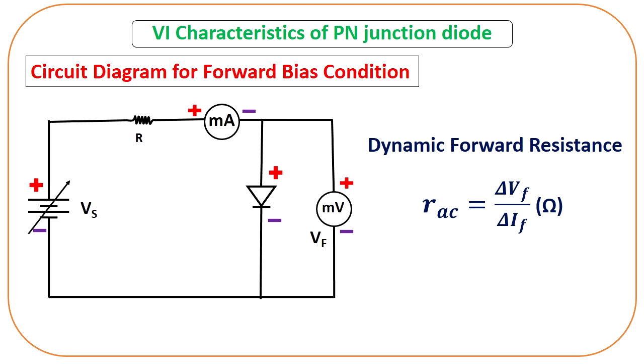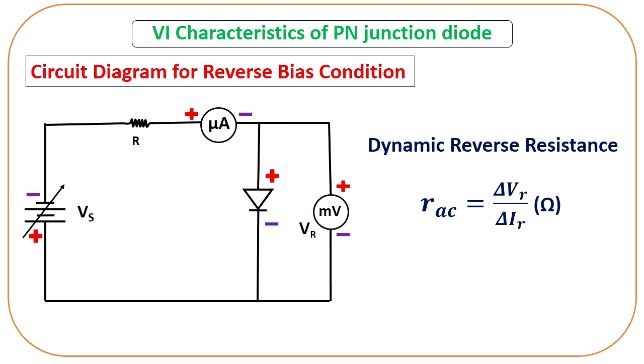In the reverse bias, the connection is similar; you only have to connect the negative of the battery to the positive of the diode and the positive of the battery to the negative of the diode. One more difference is that in forward bias we use a milliammeter, but in reverse bias we use a microammeter, because we know that in reverse bias the current in the PN junction diode is very small, in the microampere range.